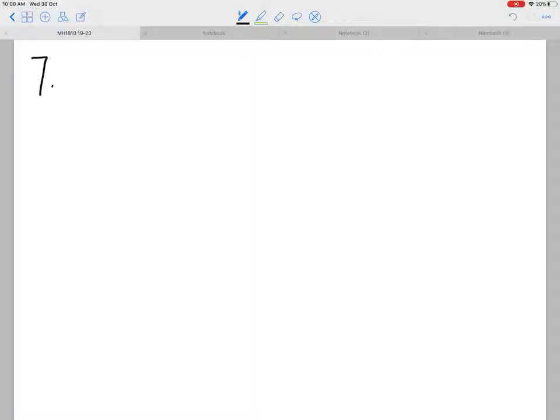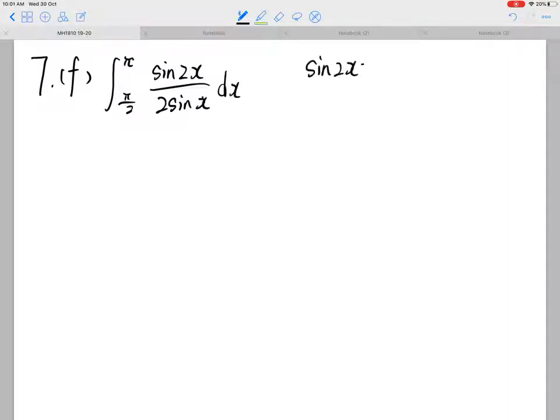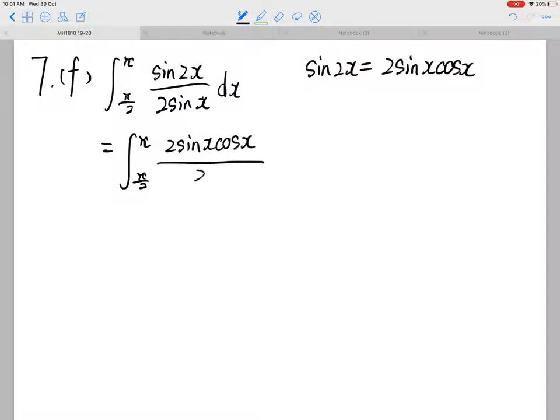Okay, problem 7F. It's an integration from half pi to pi of sine 2x over 2 sine x. Notice that sine 2x is 2 sine x cosine x, right? So if you change it to 2 sine x cosine x over 2 sine x, it's going to be much easier.